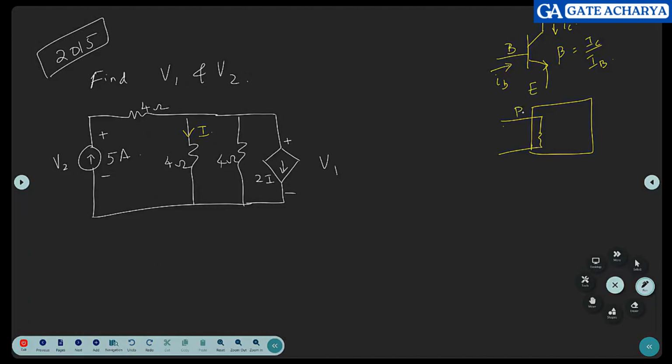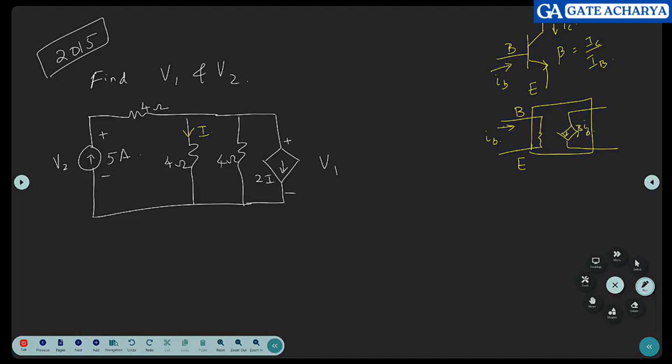When you try to model a BJT, between base and emitter, there is an IB flowing, let us say. This IB decides this current. This will be beta times IB. See, this current is dependent on this current.